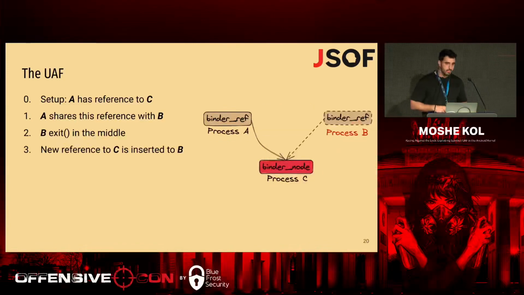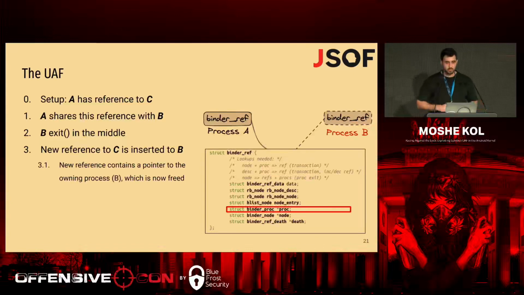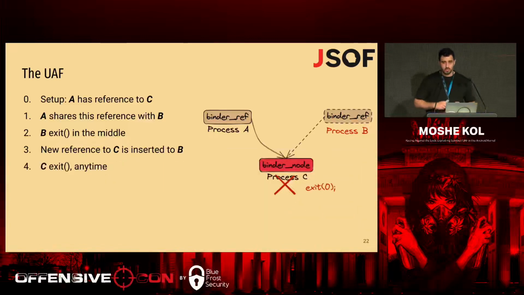Now, if the race condition is won, a new binder reference will be inserted into its data structures after its death. And this is a problem because the binder reference structure contains a pointer to the owning binder proc. So it will contain a pointer to the binder proc B structure. So if this pointer is touched, we have a use-after-free bug. So this pointer, actually, the driver did touch it.